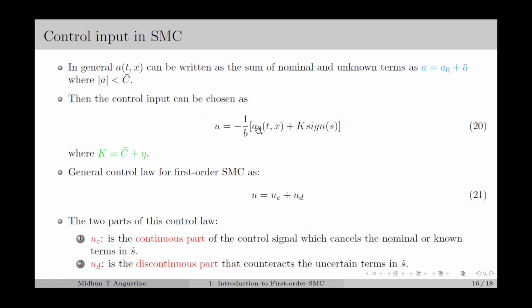This control law is a sum of a continuous term and a discontinuous term. Therefore, we can represent the general control law for first order SMC as in equation number 21, where UC is the continuous part of the control signal, which cancels the nominal or known terms in S dot, and UD is the discontinuous part of the control signal, which deals with the uncertain terms in S dot.